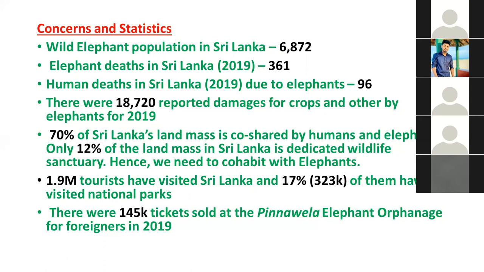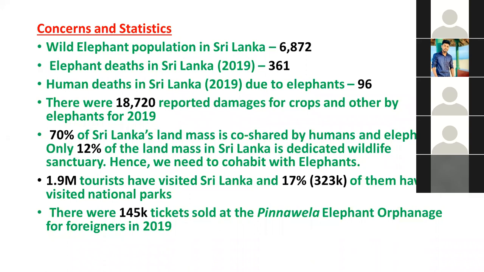So here, I have given you some concerns and statistics. All the case study details are also available in your LMS, under the peer group learning collaborative group activity, so you can download it from there also. So these are the given concerns. The elephant population in Sri Lanka is more than 6K, that means 6,000. The actual amount is 6,872. Elephant deaths in Sri Lanka in 2019 is 361. Human deaths in Sri Lanka due to elephants, 96. That's also a considerable amount.